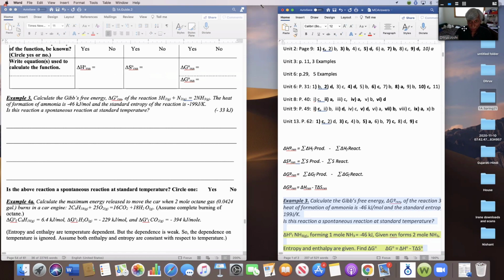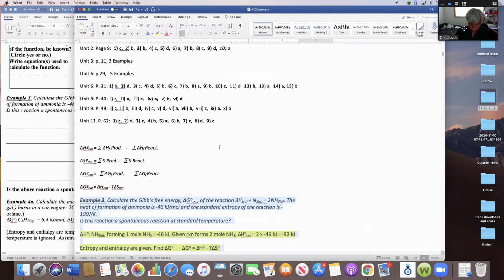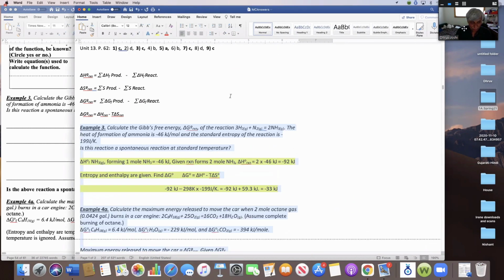So I have written it down here. You can copy it. We talk about it. Example 3. Calculate the Gibbs free energy, delta G reaction, of the reaction. This is the reaction given to us. This is not a formation reaction. We are forming 2 moles of ammonia. That's not a formation reaction.